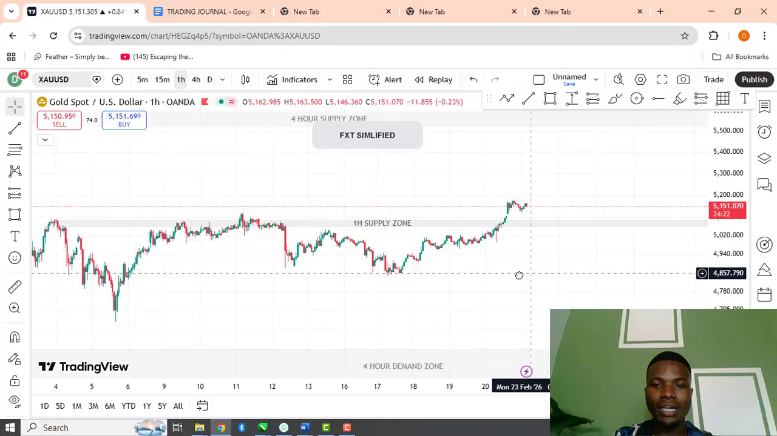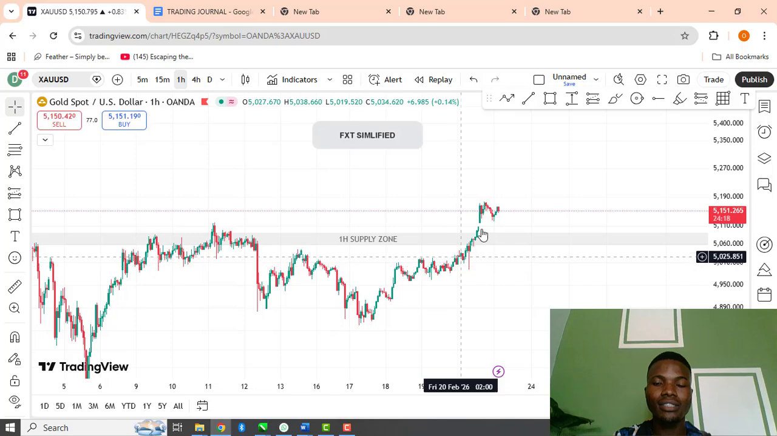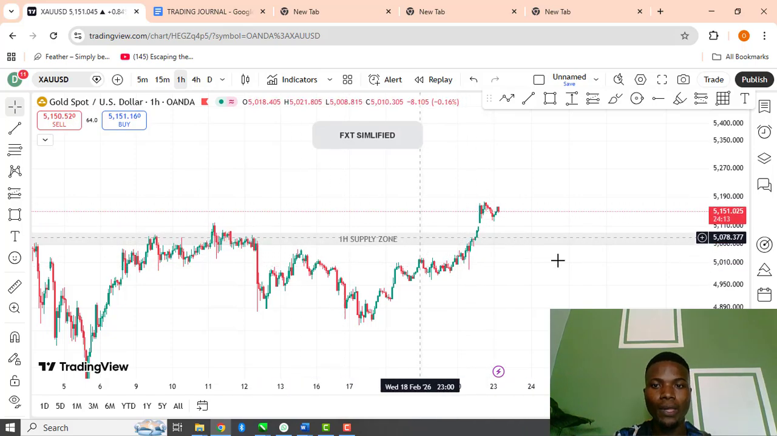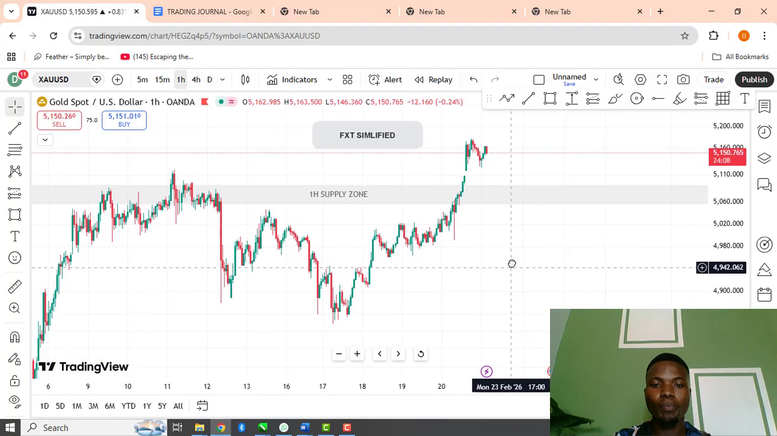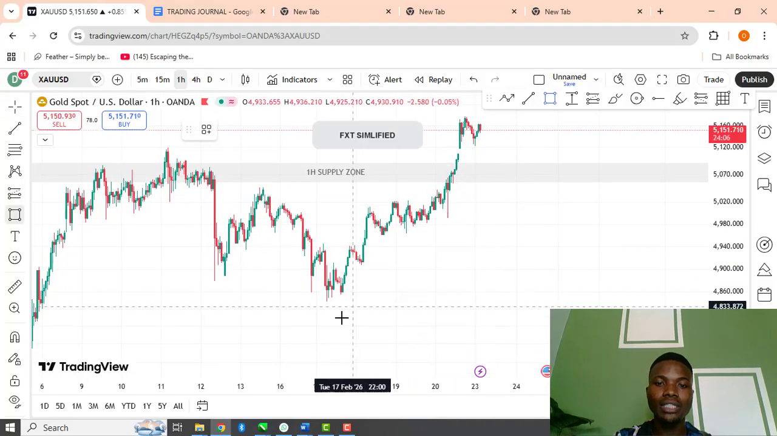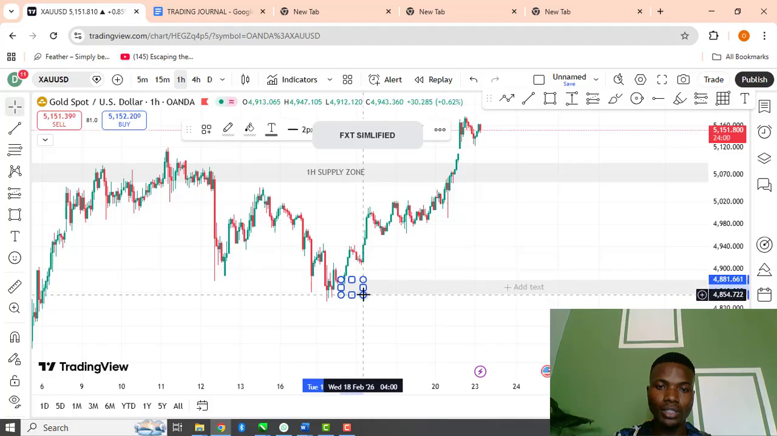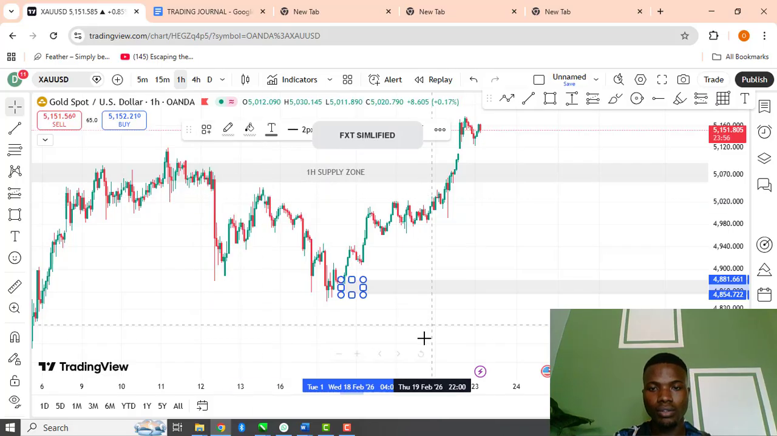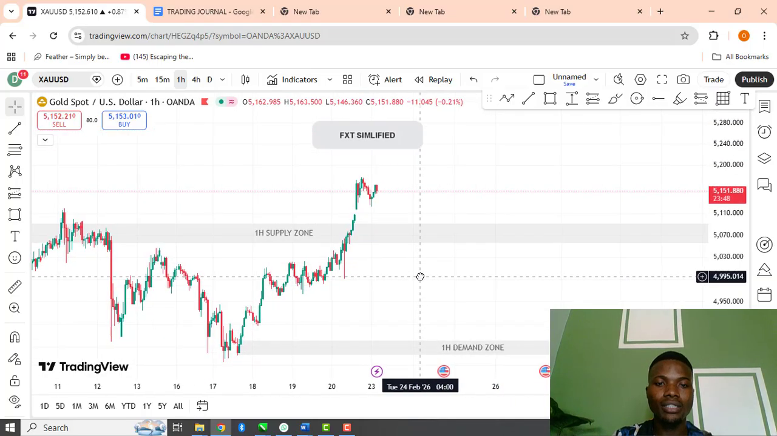So right now we can see that what price is actually doing is that price has gone beyond this previous 1 hour supply zone. So what we are going to be looking out for right now is that we still need to mark out our internal demand zone as well. So this is a demand zone around here, 1 hour demand zone. So let me just edit this. Okay, demand zone. All right, so these are 1 hour demand zone.